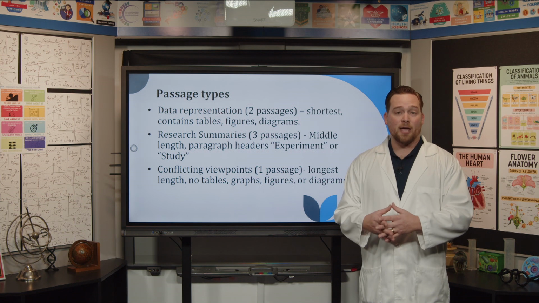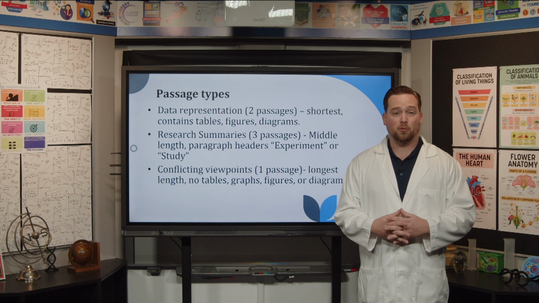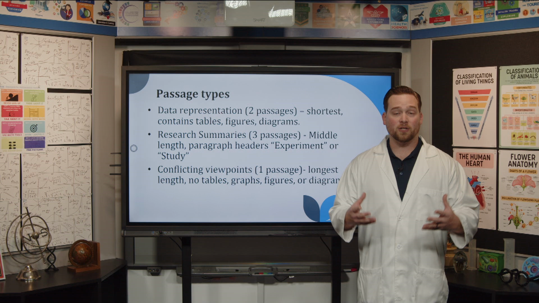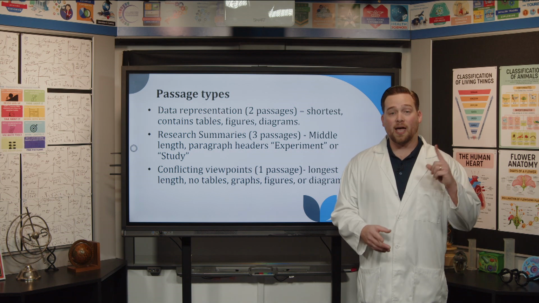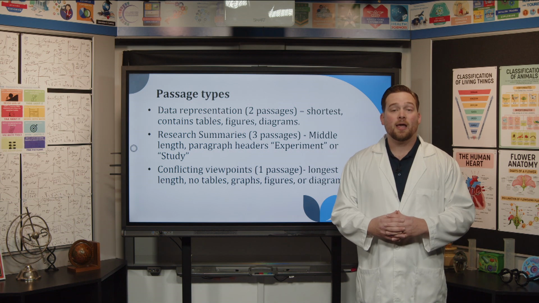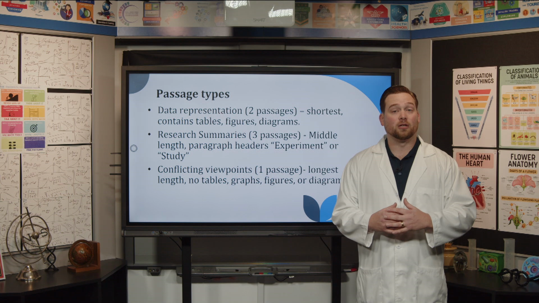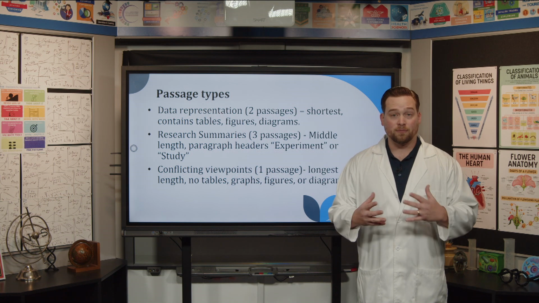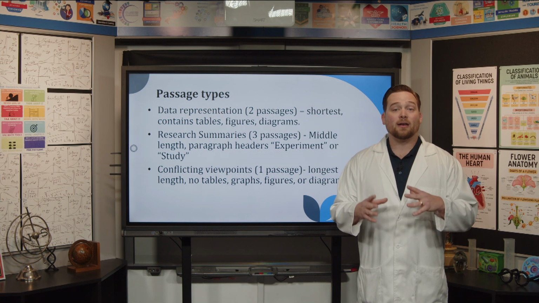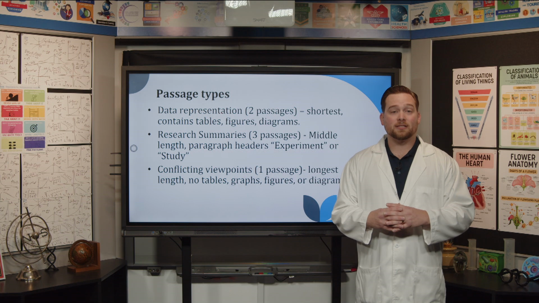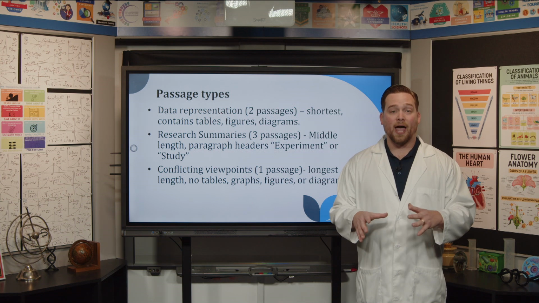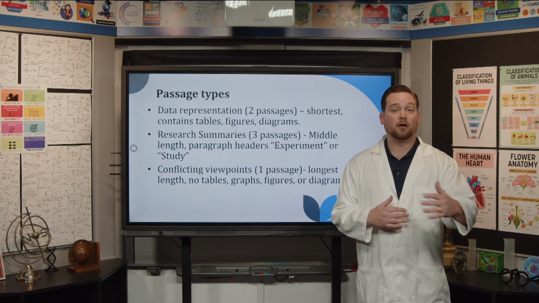The last type of passage you'll see on the science portion of the ACT is known as conflicting viewpoints. There's only ever going to be 1 of these. These are the longest. There's a lot of reading to do with the conflicting viewpoints. And an easy way to identify these is that they have no tables, graphs, or figures. It's just a lot of reading.